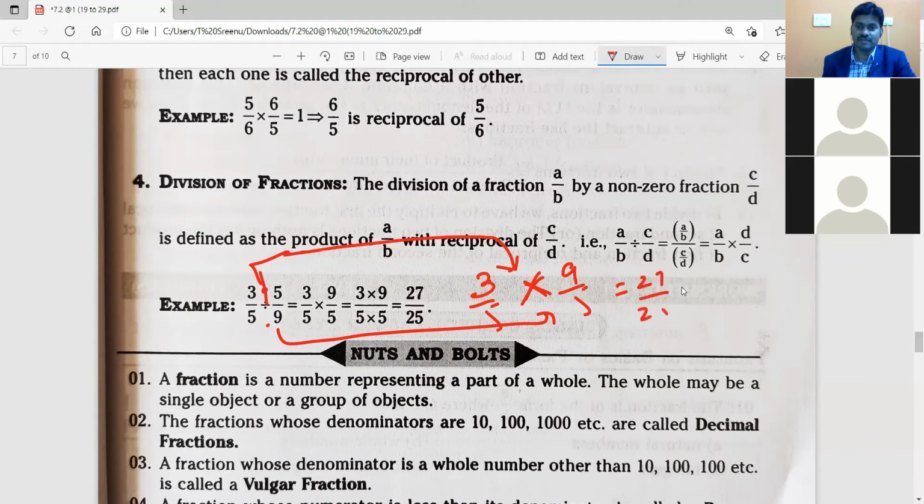9 3s are 27, 5 5s are. Got it? Yes, sir. All right. Next.